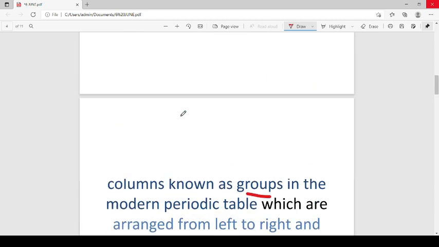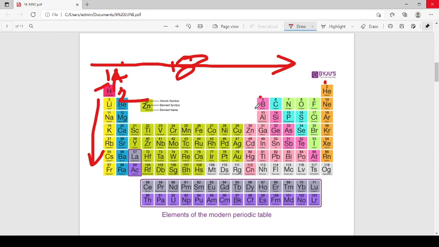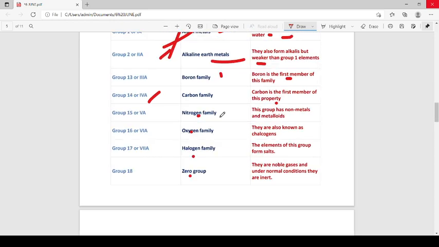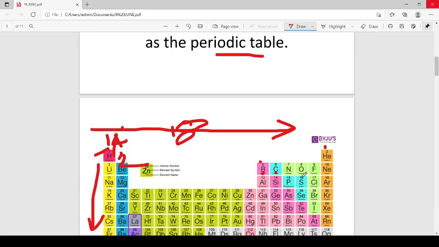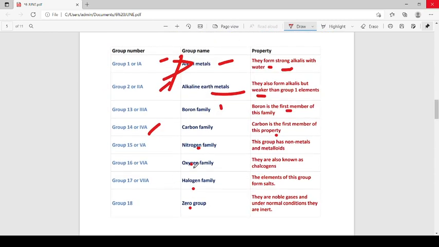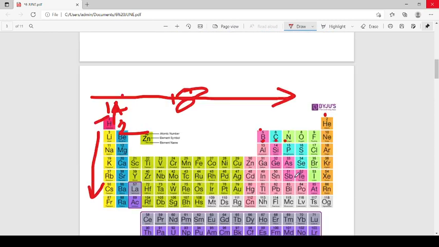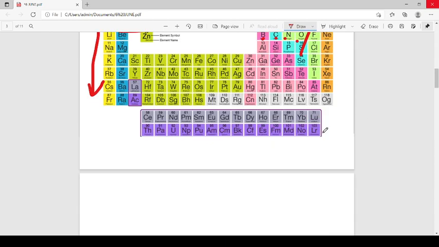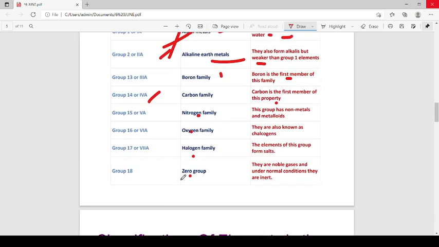Okay, so group 13 will be boron. You can see the first one. Group 14 is carbon, sorry, I said calcium by mistake. Group 14 is carbon. Group 15 is nitrogen. Then comes group 16, that is oxygen. You can see over here. And group 17 is the halogen group. Group 18 is the zero group.